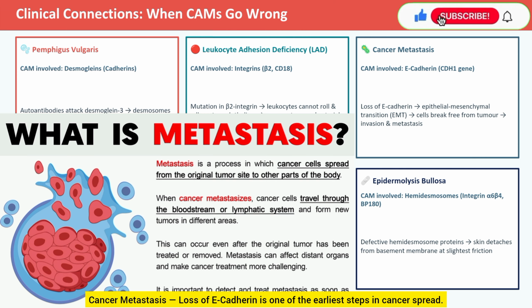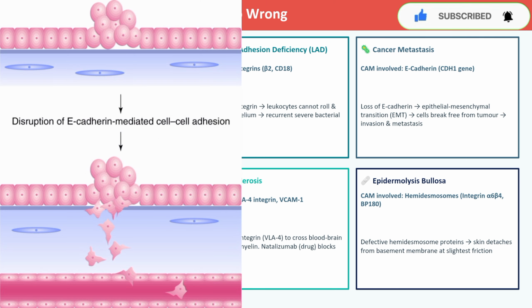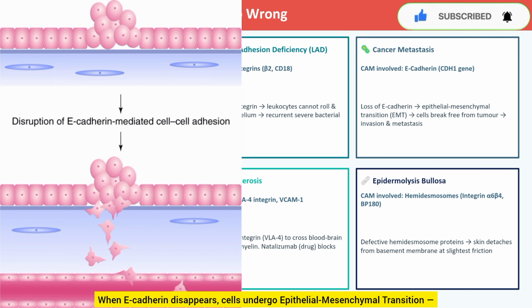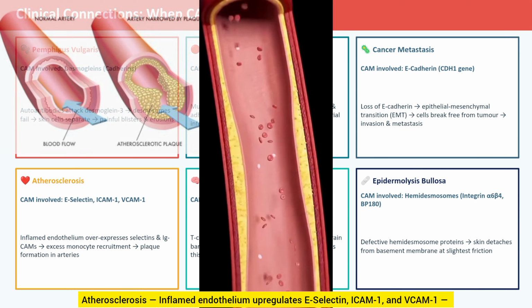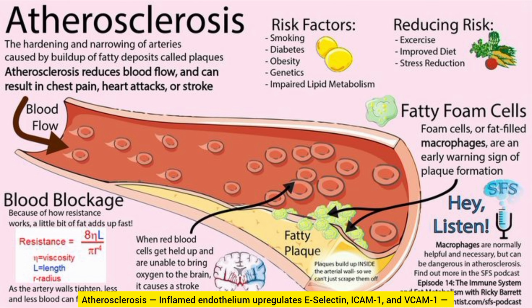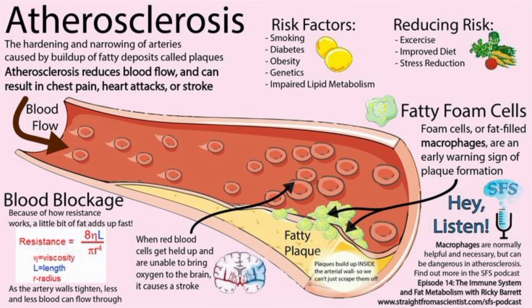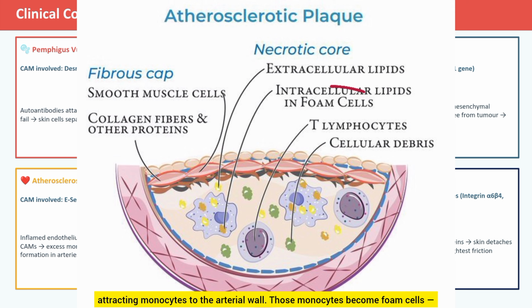Cancer metastasis. Loss of E-cadherin is one of the earliest steps in cancer spread. When E-cadherin disappears, cells undergo epithelial-mesenchymal transition. They lose their polarity, break free from the tumor mass, and become migratory. This is how cancer invades. Atherosclerosis. Inflamed endothelium upregulates E-selectin, ICAM1, and VCAM1, attracting monocytes to the arterial wall.